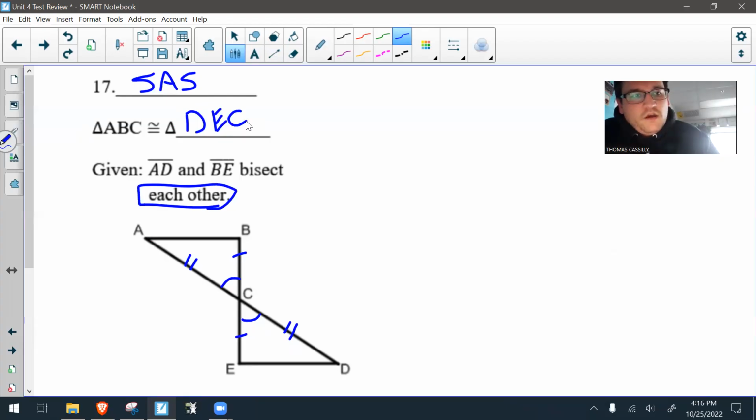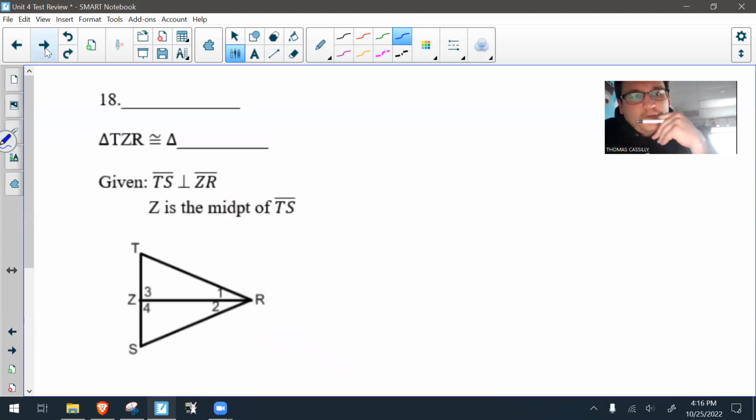All right. Next one, I think there's 3 more here. TZR is congruent to something. So TS is perpendicular to ZR. So angle 3 and angle 4 are 90-degree angles because that's what perpendicular means. And then they're telling us Z is the midpoint of TS. All right, I agree. And then we also have this shared side.